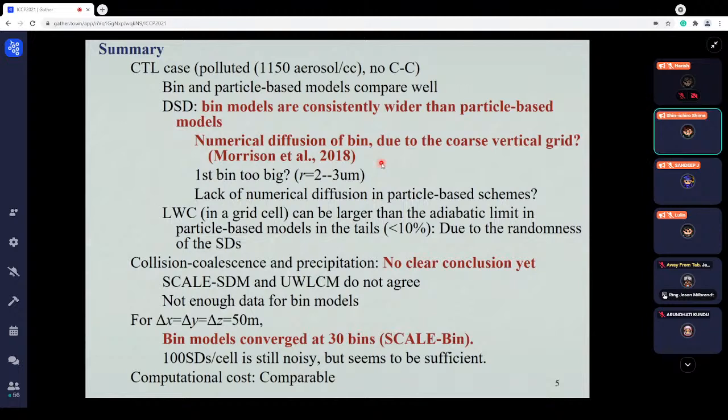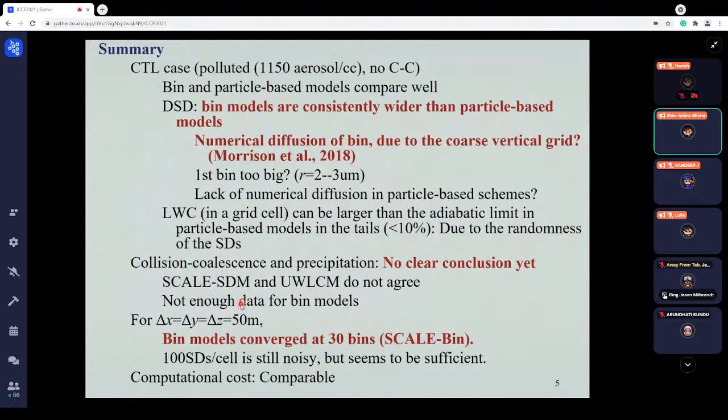And another finding is that the liquid water content in a grid cell can be larger than the adiabatic limit in particle-based models, especially in the tails. And we confirmed that this is due to the randomness of super droplets. And we also tested lower number concentration of aerosol particles and its impact on precipitation, but we do not have enough amount of data yet, so we couldn't draw any clear conclusion yet.